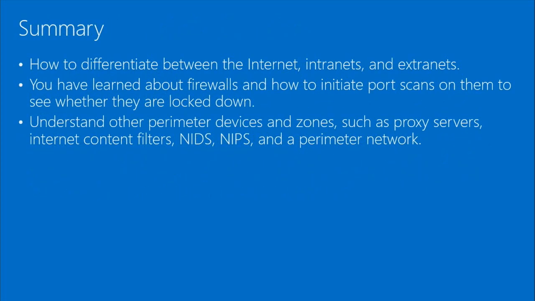One more time, a summary. We've talked about differentiating between internet, intranets, and extranets. We've talked a bit about firewalls, the accept, reject model, and the different levels that you can filter. We've talked about perimeter devices and zones, and the functionality of proxy servers, internet content servers, and a perimeter network.